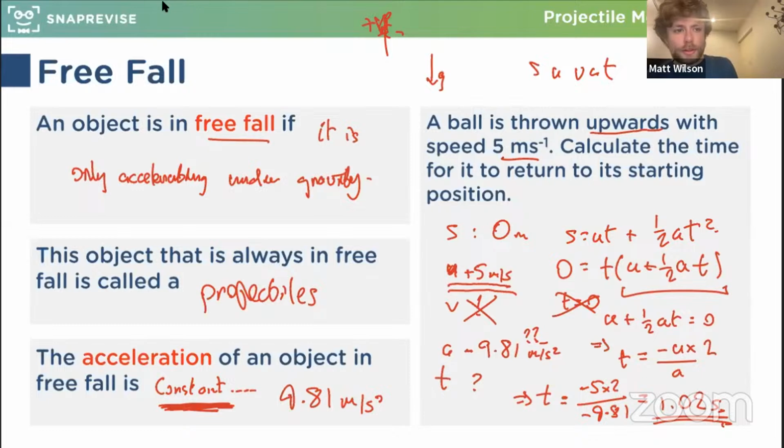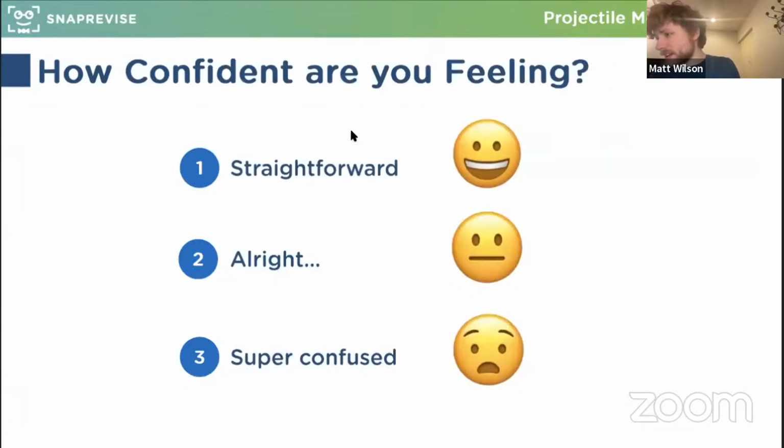Okay, great. Hopefully this is making sense. How confident is everyone feeling? How are people getting on with this so far?